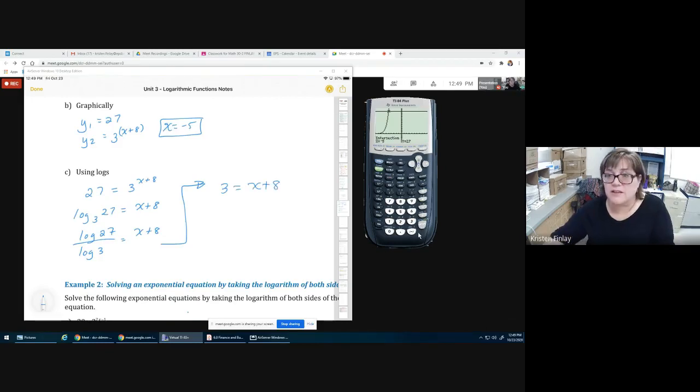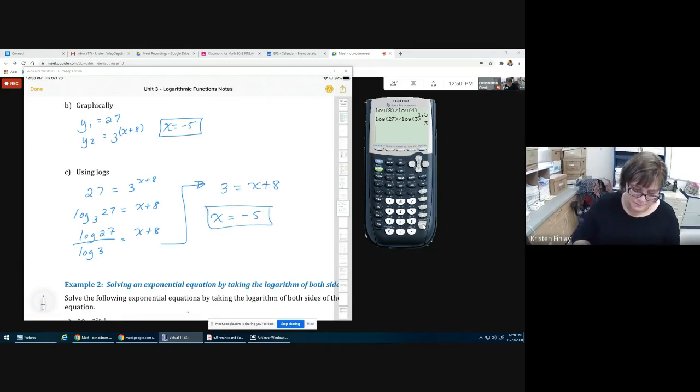And you can do that on your calculator, right? So if we clear this, log of 27 divided by log of 3 gives me 3. Okay, and then I solve for x, which is negative 5. Now this way I converted to log form. You can also log both sides, and you will get the same equation. So there's two different ways you can do it.